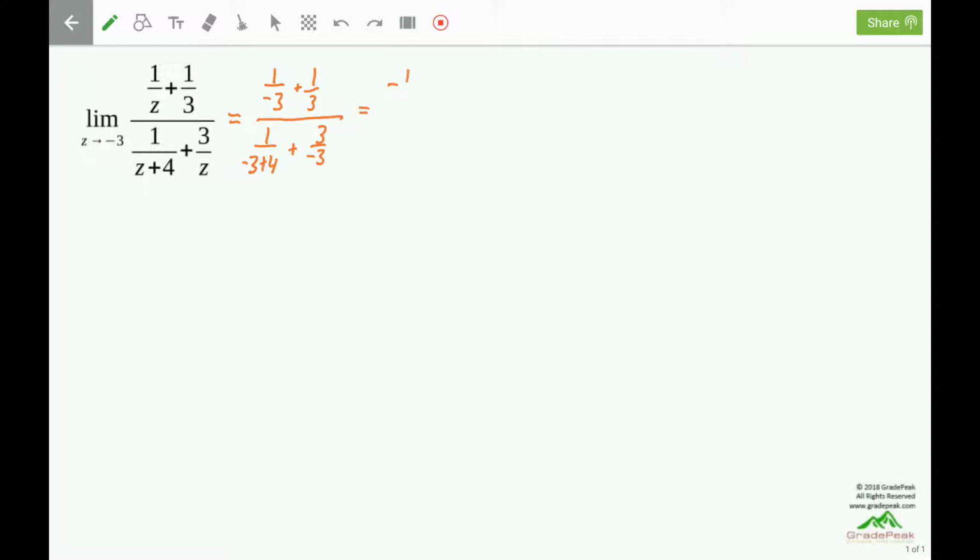In the numerator, we have -1/3 plus 1/3. In the denominator, we have 1 over (-3 plus 4), which is a 1. And then we have 3 over -3, the 3's cancel to be a 1 with a negative. In the numerator, -1/3 plus 1/3 is a 0. In the denominator, 1 plus a -1 is also a 0. We have the 0 over 0 indeterminate form.